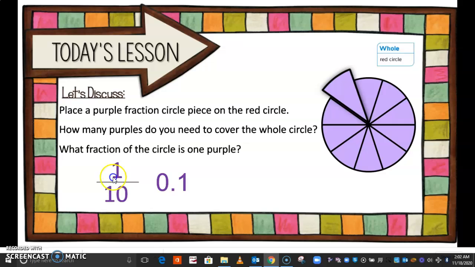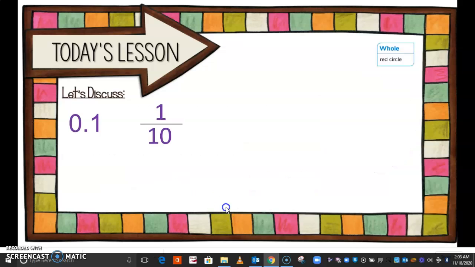1/10 can also be written like this as a decimal. You have a 0 because there's no whole pieces, and you have one piece of that fraction. Okay? And you can even write it out like this, one tenth. And that's actually how you pronounce this, one tenth. Now, some people will say 0.1, but the correct math term is one tenth. Okay? So 1/10 and 0.1 is the exact same thing.